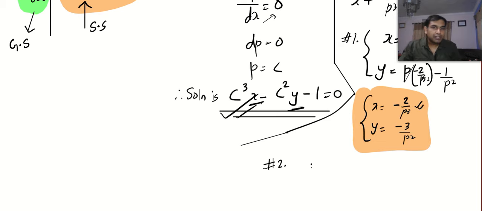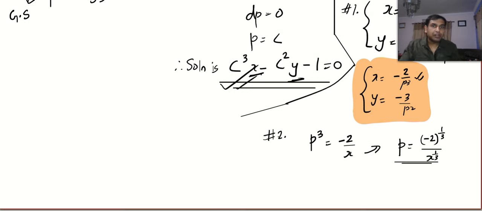So from the first equation, I can see that p cube equal to minus 2 by x. I'll take cube root. So p is equal to minus 2 to the power 1 by 3 by x to the power 1 by 3. Let's take this and put it in the given equation. Now in the second, that is y value, we can see p squared. So I'll square on both sides. When you square a negative number, the number will become positive. So I get 2 to the power 2 by 3 by x to the power 2 by 3.